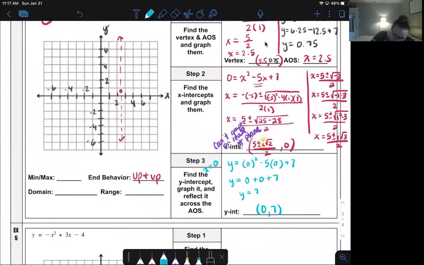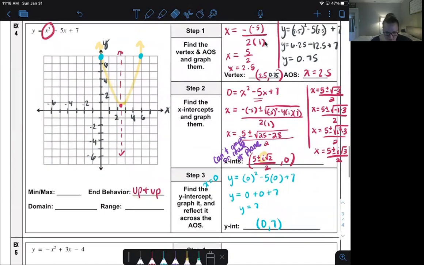So (0, 7) is up here. And then remember, we need to reflect it. So it's 1, 2, and a half. So a half, 1, 2. And then I see a shape of a parabola that extends up from the vertex to the right and then up from the vertex to the left. And check it out, our end behavior is up and up, just like we expected.